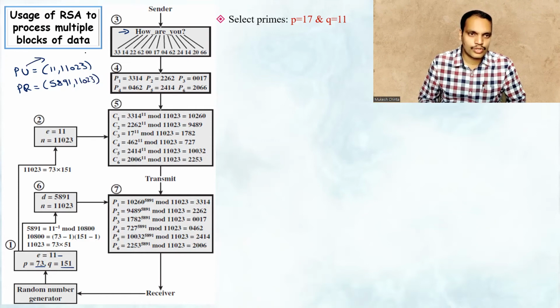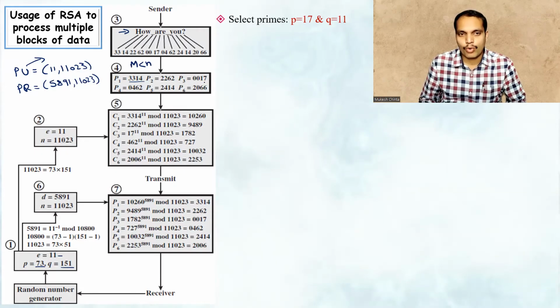Whomever wants to send you a message has to encrypt their messages using your public key. So this message, how are you, is broken up into pieces. You can ask me, sir, why did you only take 2 pieces? Why can't you take 6? The reason is, I told you that there is one constraint on your message M. Your M must be less than N. Your N is 11,023. It cannot be greater than N. So I have taken only 2 pieces here.